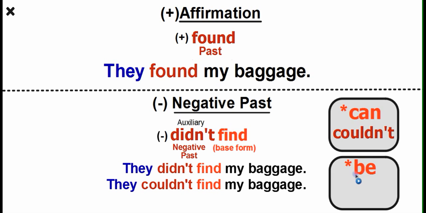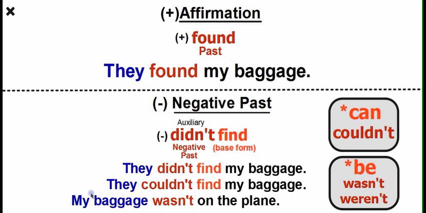Another example is be. The negative past of be is wasn't and weren't. For example, my baggage wasn't on the plane. Very good.